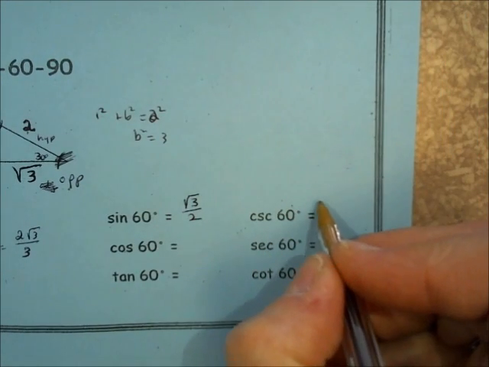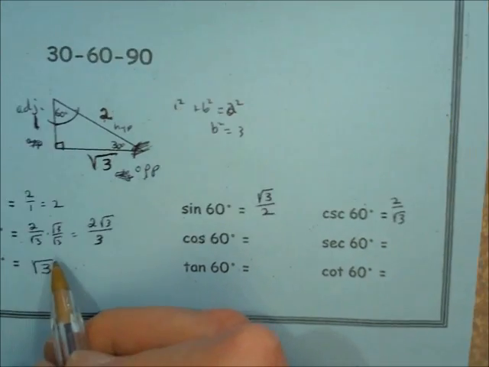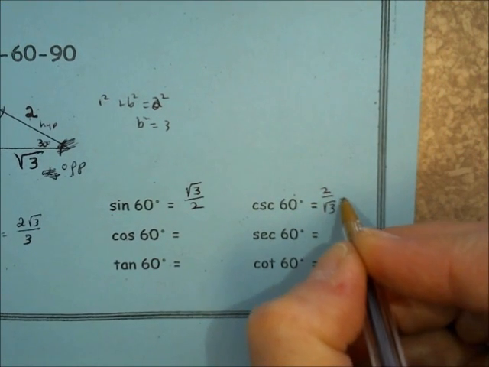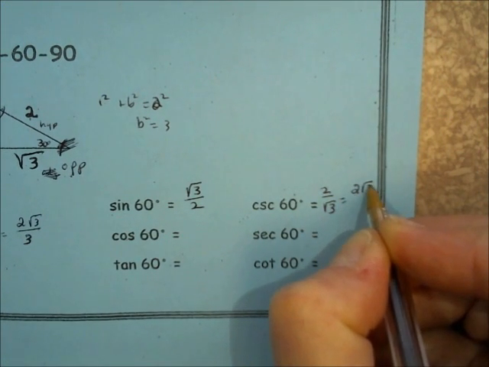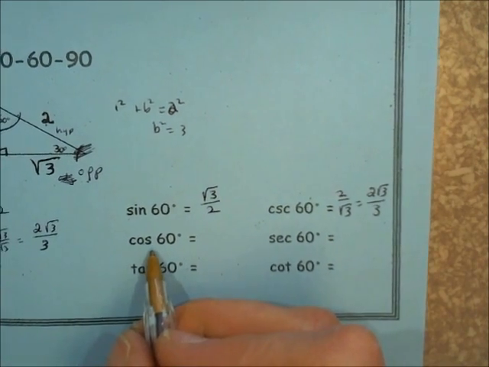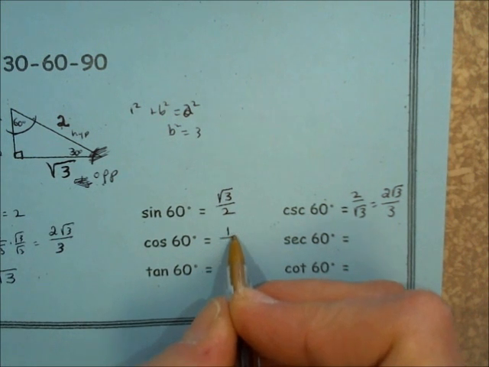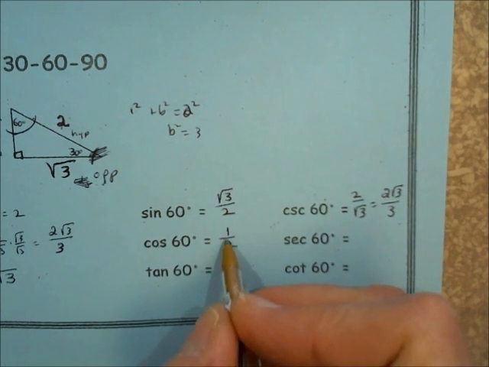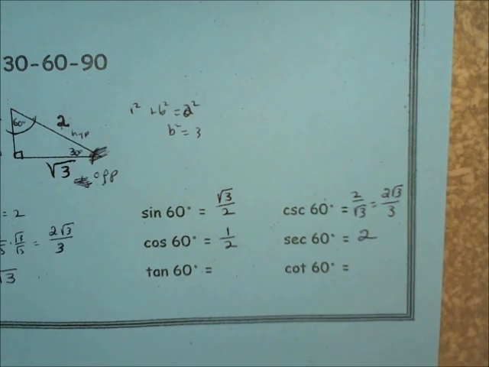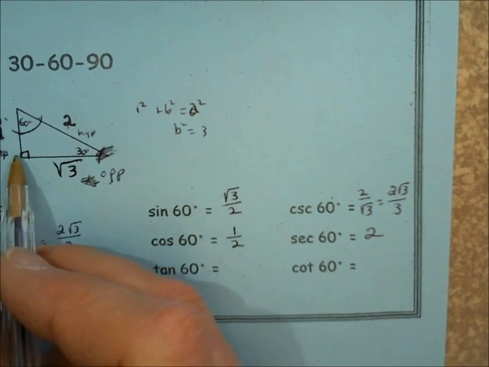Flip that upside down and you get 2 over the square root of 3. And hopefully you remember we did that already over here, 2 over the square root of 3. When you rationalize that denominator, that becomes 2 times the square root of 3, all over 3. The cosine of 60 is adjacent over hypotenuse. Well, the adjacent side is 1, the hypotenuse is 2, and if you flip 1/2 upside down, you get 2 over 1.